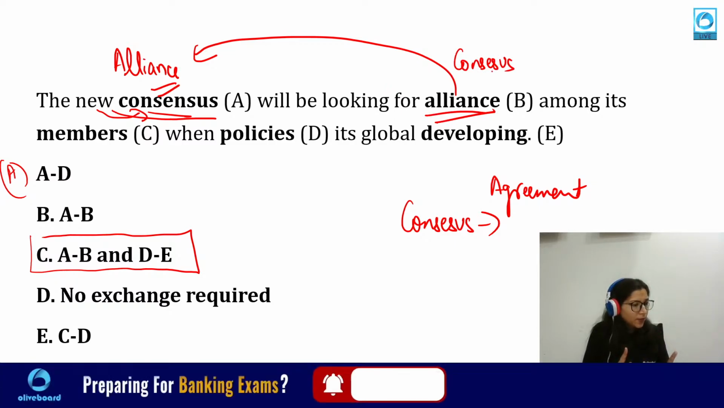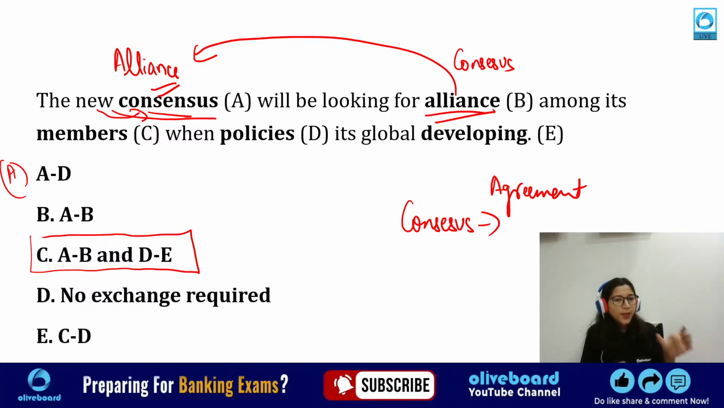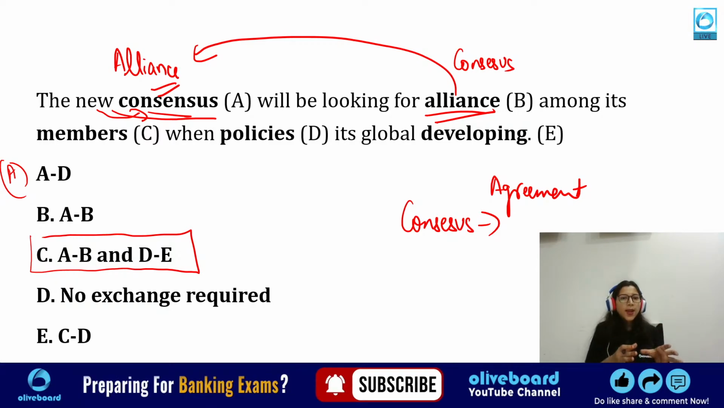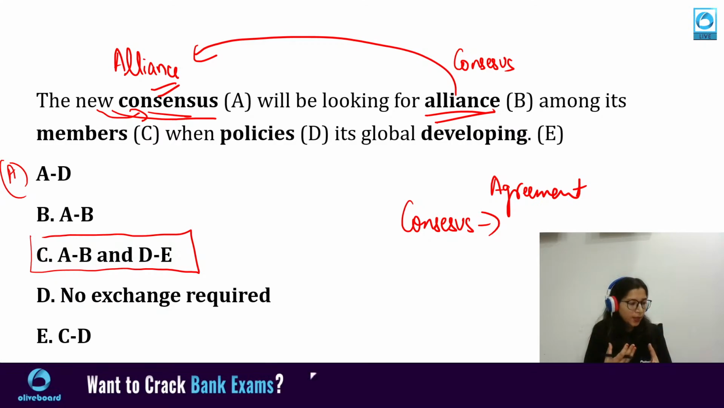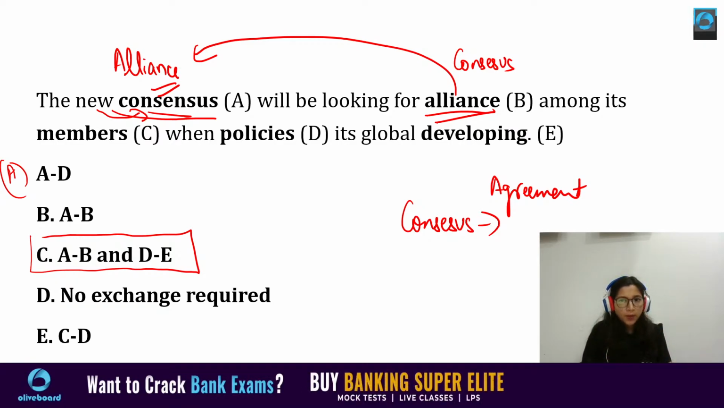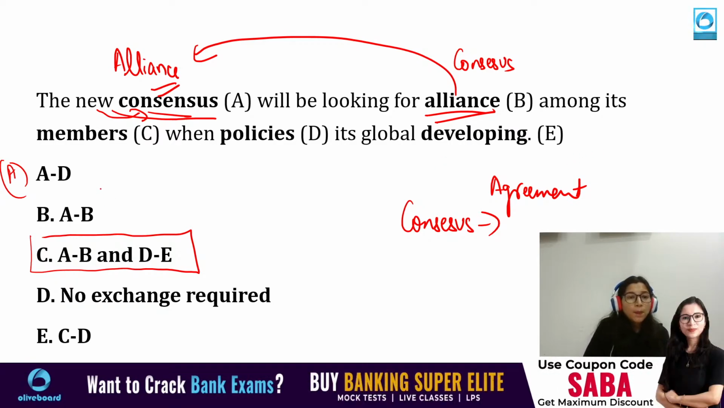Are you getting the sense? In the first option we need A. The new alliance will be looking for consensus. कि जो नया alliance है वो एक agreement देखेगा. They will be needing one agreement among its members. This part is absolutely correct.